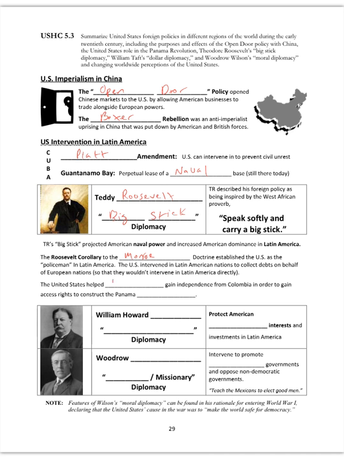So the United States helped Panama gain independence from Colombia in order to gain access to the rights to construct the Panama Canal, which we did.